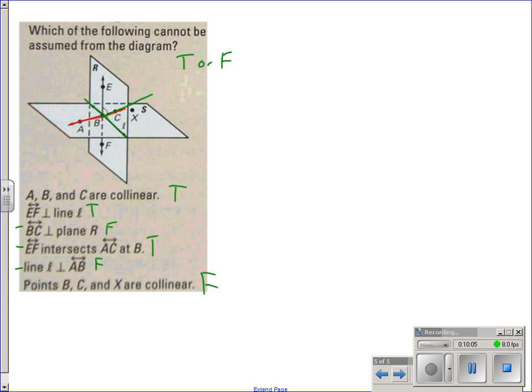Okay, this is the idea. We just got to make sure that whatever statements we're making, they're verified. They're backed up with information in the picture, known information. They're backed up with the postulate that says, yes, this is true. Okay, that's the idea.